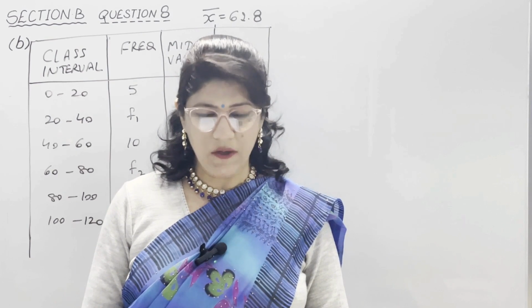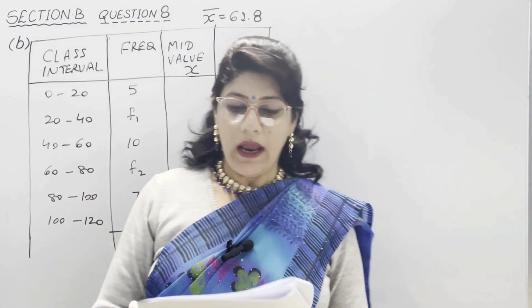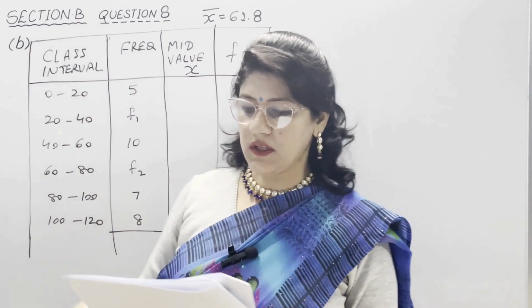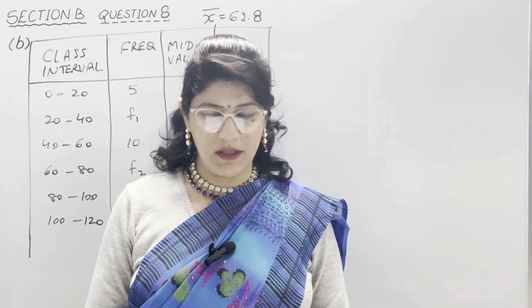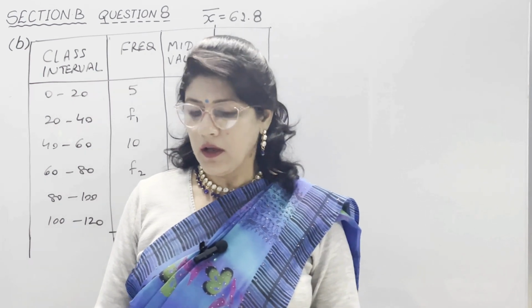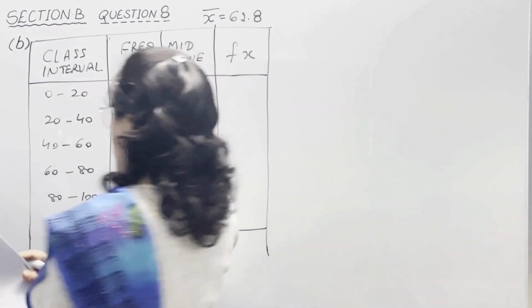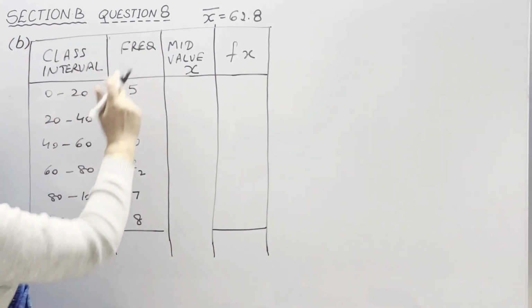Question number 8, part B: The mean of the following distribution is 62.8 and the sum of all the frequencies is 50. Find the missing frequencies f1 and f2. Class intervals are given as 0 to 20 till 100 to 120 and frequencies are given. So we need to draw this table. Class interval is this and frequency is this.